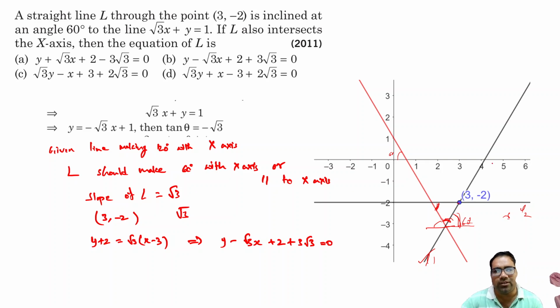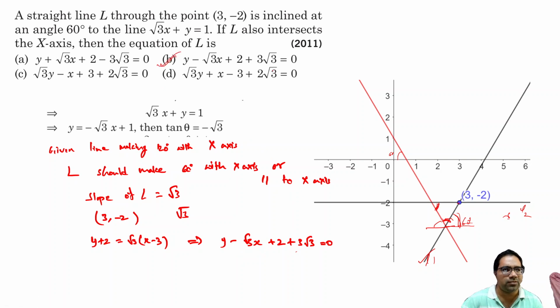So now we know the slope of this line, and we know this point (3, -2). We just need to find the equation of the line, that is y minus y1 equals m into x minus x1. So y plus 2 equals root 3 into x minus 3. So y equals root 3x minus 2 minus 3 root 3. Right. So this is the correct answer.